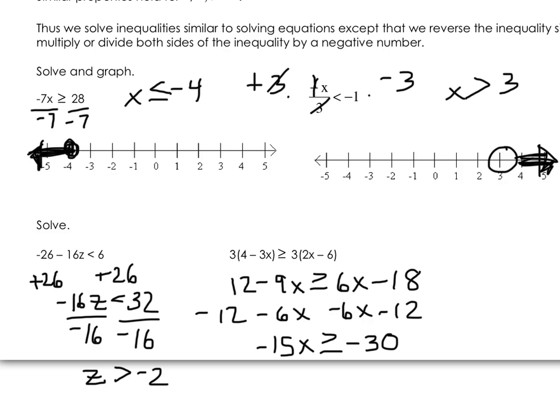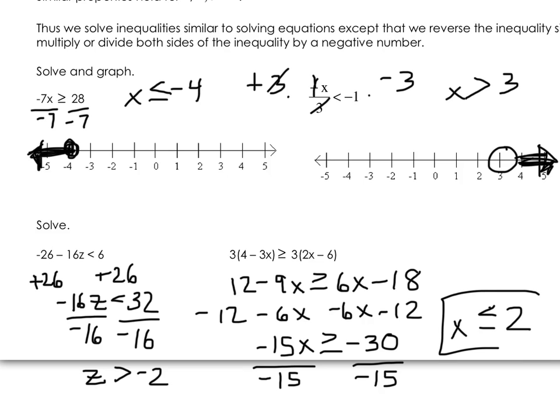So I have a negative 30. I don't want that minus 15 there. I divide by a minus 15. Ding, ding, ding, ding. I just divided by a negative. That means I need to reverse the direction of the inequality. It's now less than or equal to a positive 2. And that is my solution.